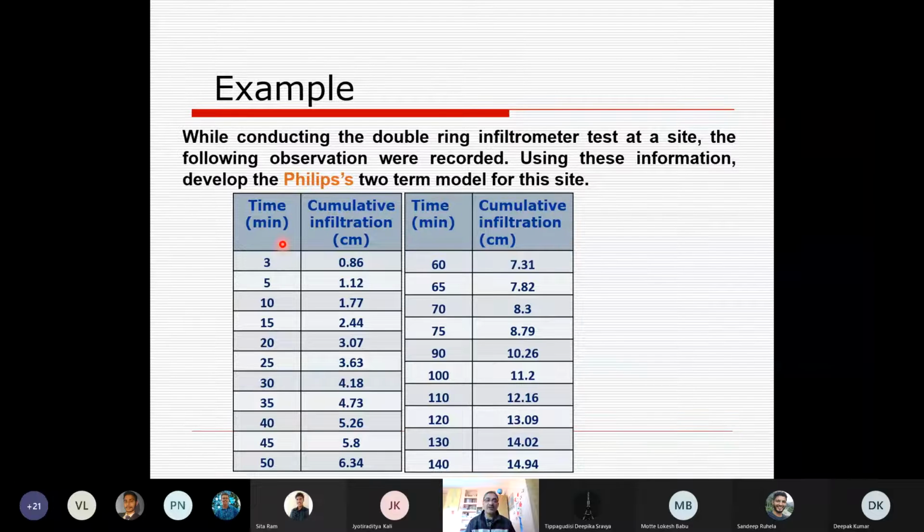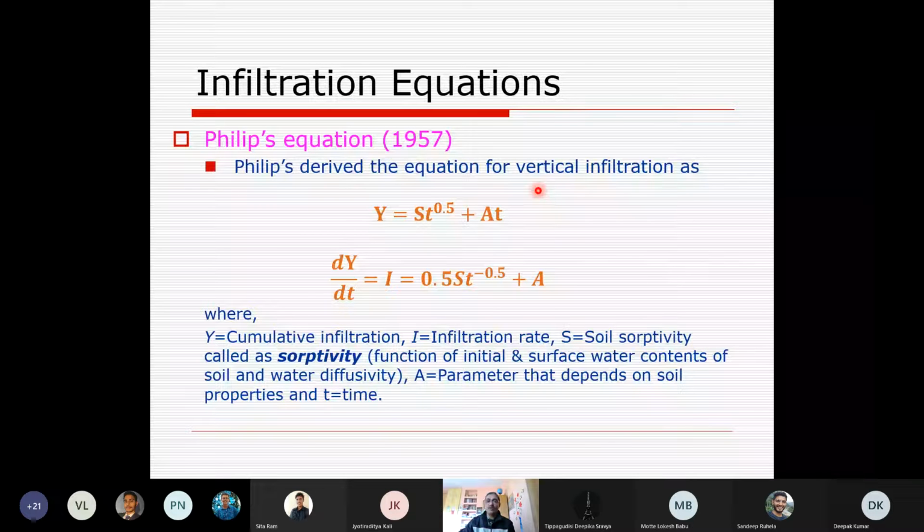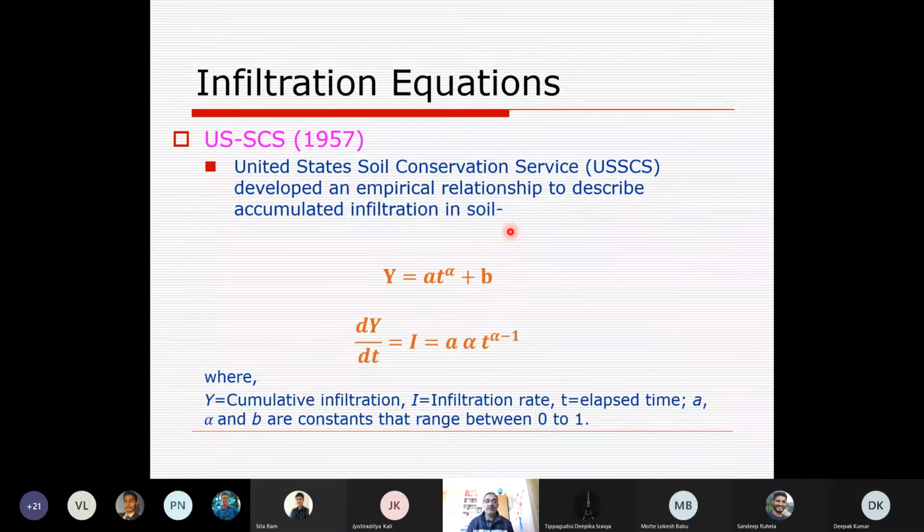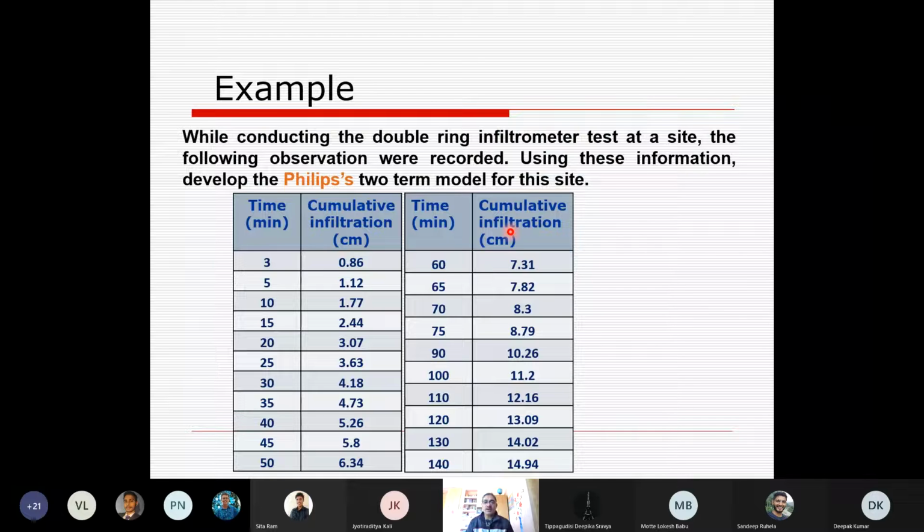While conducting the double ring infiltrometer test at a site, the following observations were recorded. Using this information, develop the Phillips two-term model for this site. The Phillips equation is sorptivity based, in which cumulative infiltration is recorded. We are observing, and sorptivity and A, the parameter that depends on soil properties, we need to know. If we know these two properties of soil, we can fit the equation to any condition with respect to time. This is the basic idea of getting the value of sorptivity and the parameter A representing the soil characteristic from this information. Can you write this down?